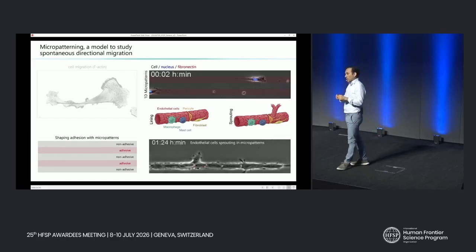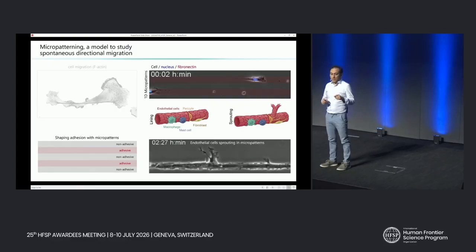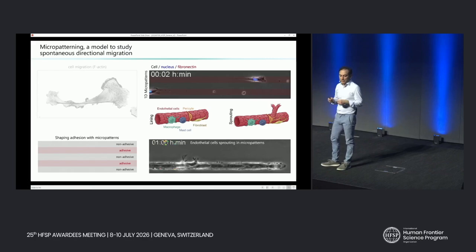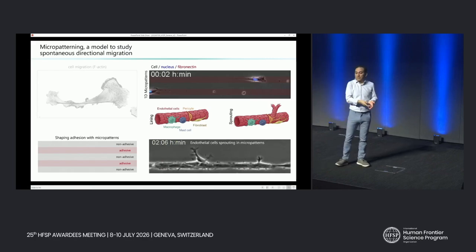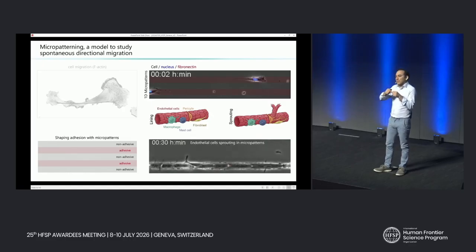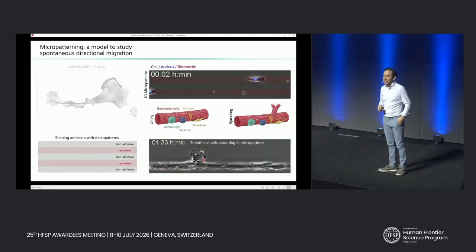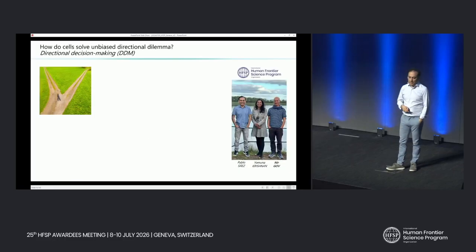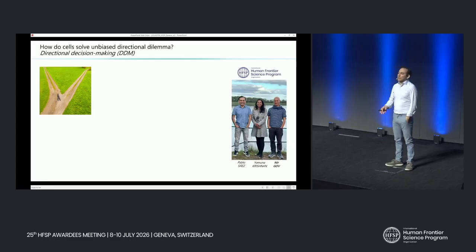The endothelial cells, which form the vessels, spontaneously start sprouting when they form a line on this micropattern, suggesting that for these cells, 3D migration is not necessary, but rather 1D migration is enough to reproduce what happens normally in vivo. Of course, this is a simplified model, but this is the logic behind it. So, as I said, this is the idea of the project: how the cells decide where to go when there is no apparent bias.